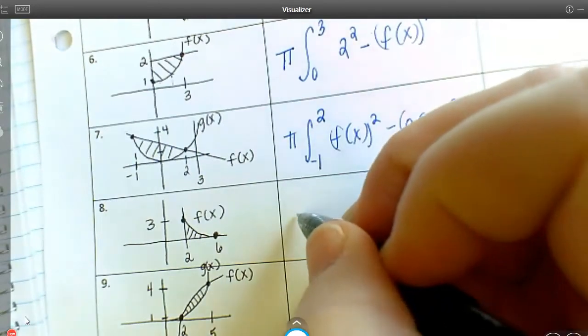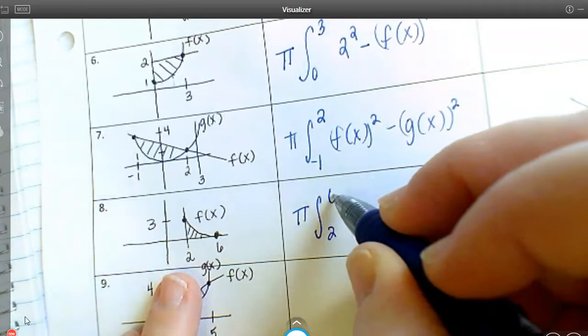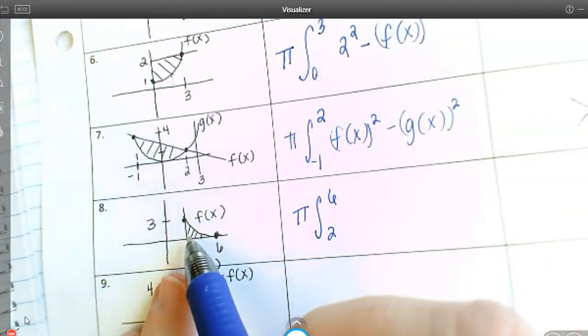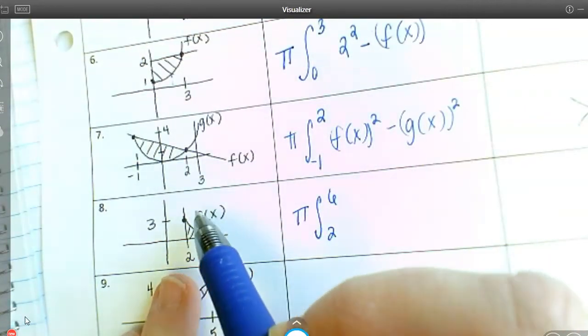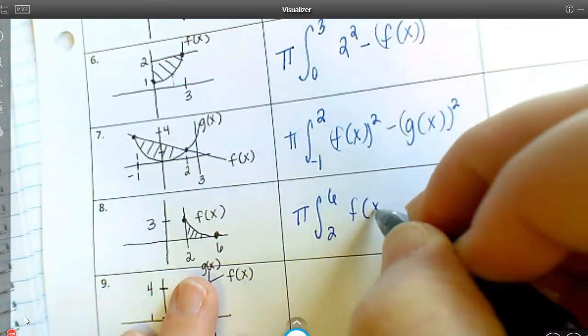Alright, number 8. So it's going to be from 2 to 6. And even though it's way over here, it's still connected to the x-axis. So when I rotate it, it's just one thing with no hole. So it's f of x squared.